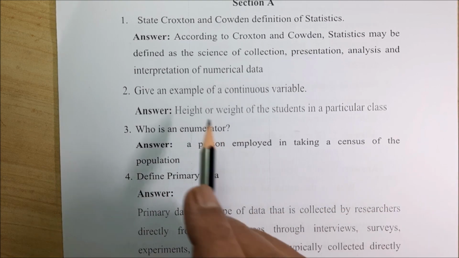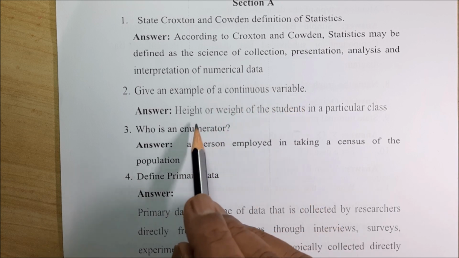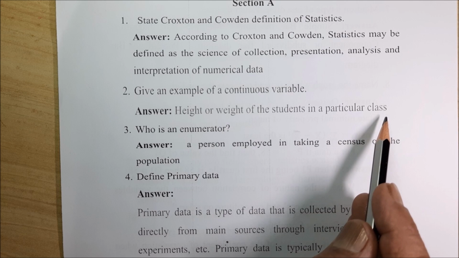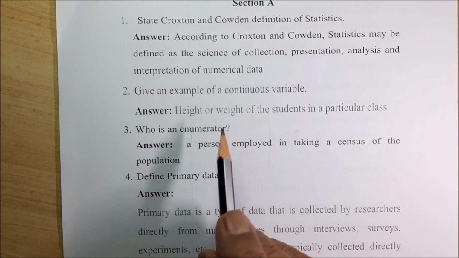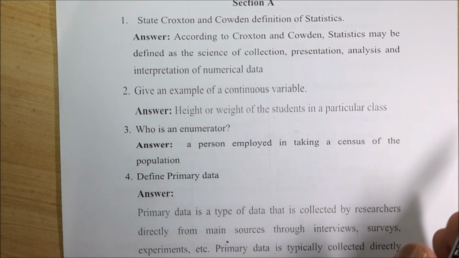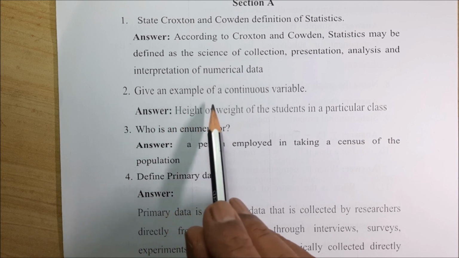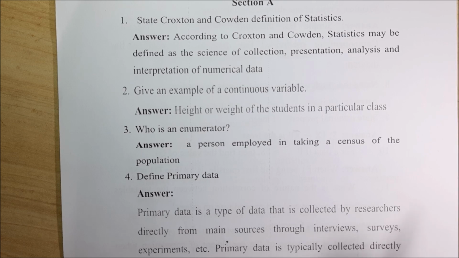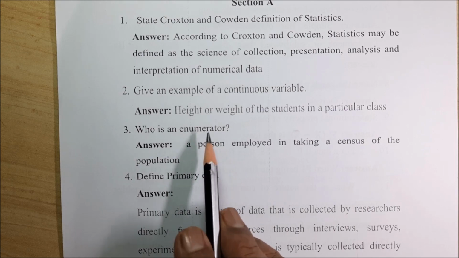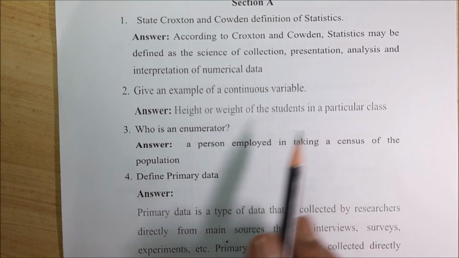Now, give an example of a continuous variable: height or weight of students in a particular class, or marks of the university. All these represent a continuous variable, because we cannot calculate individually; we have to take classes 0 to 10, 10 to 20, 20 to 30, 30 to 40. When the number is small, we take either an individual series or a discrete series. When the number is large, then we go for the continuous series.